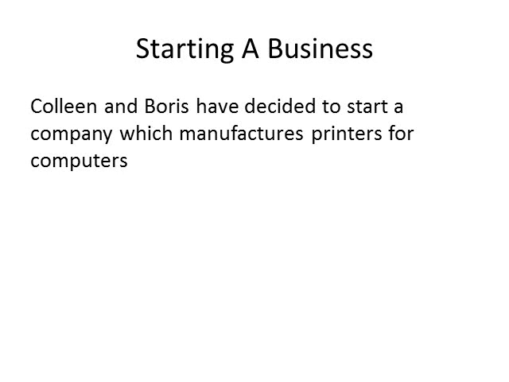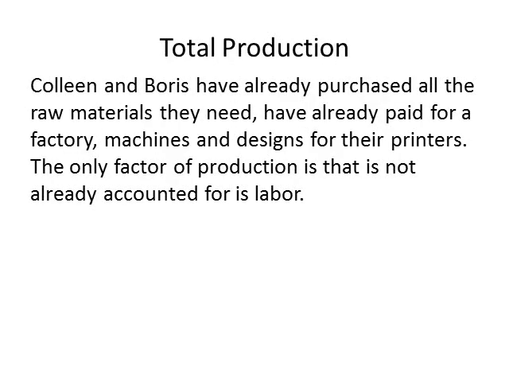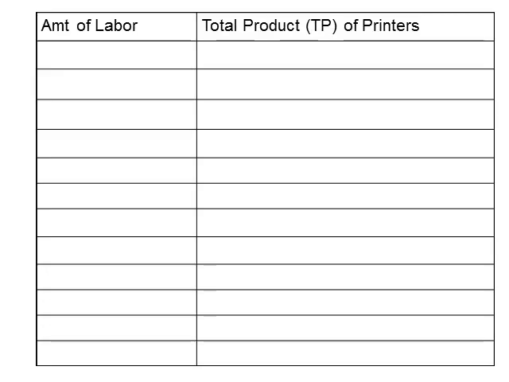Two entrepreneurs, Colleen and Boris, have decided to start a business to manufacture printers. In our example, we'll assume that Colleen and Boris have all the factors they need to produce printers except for labor, which they will need to assemble the printers. Let's make a table of the amount of labor that Colleen and Boris use and how many printers they are able to produce with the amount of labor they're using.